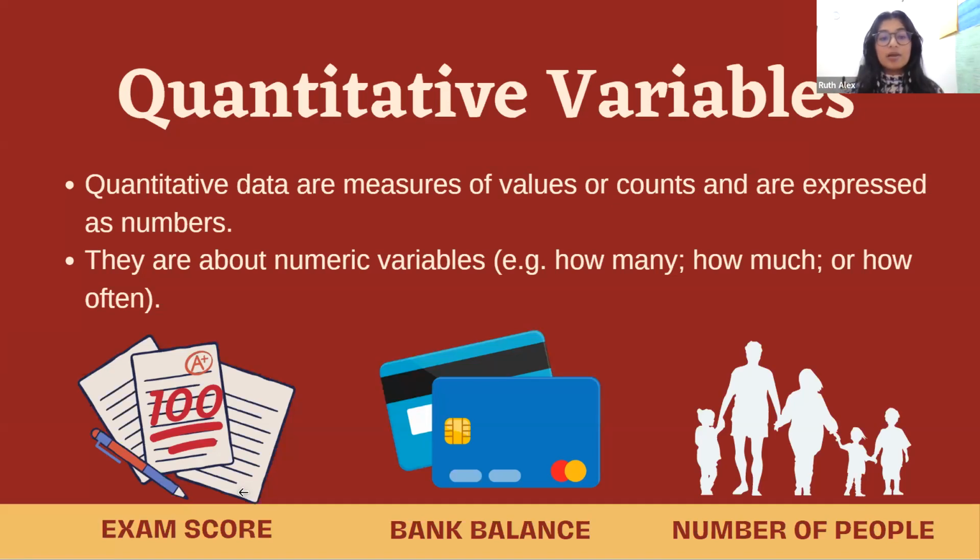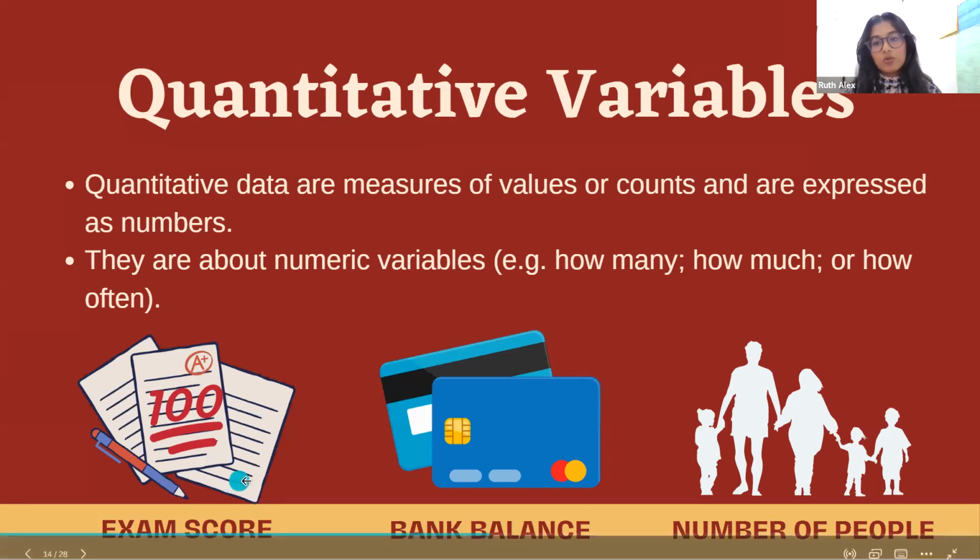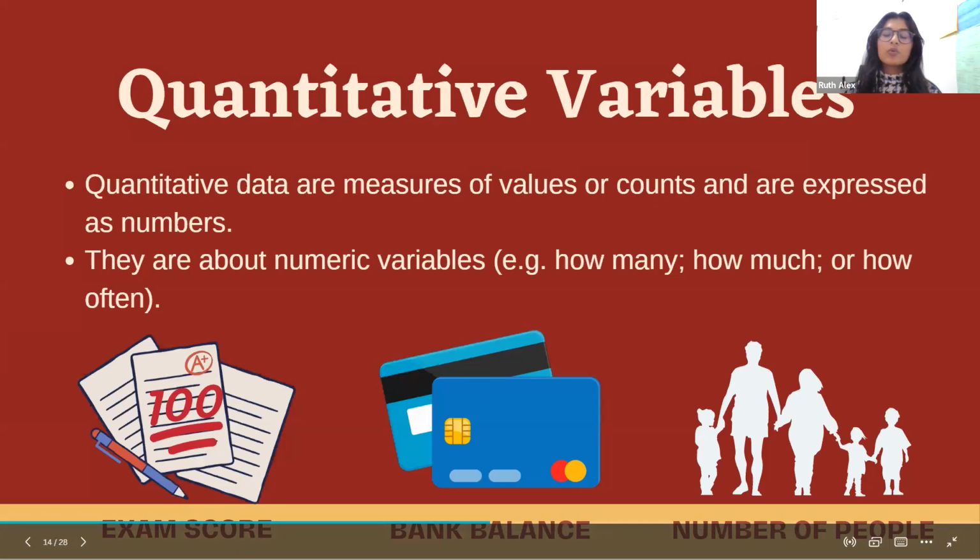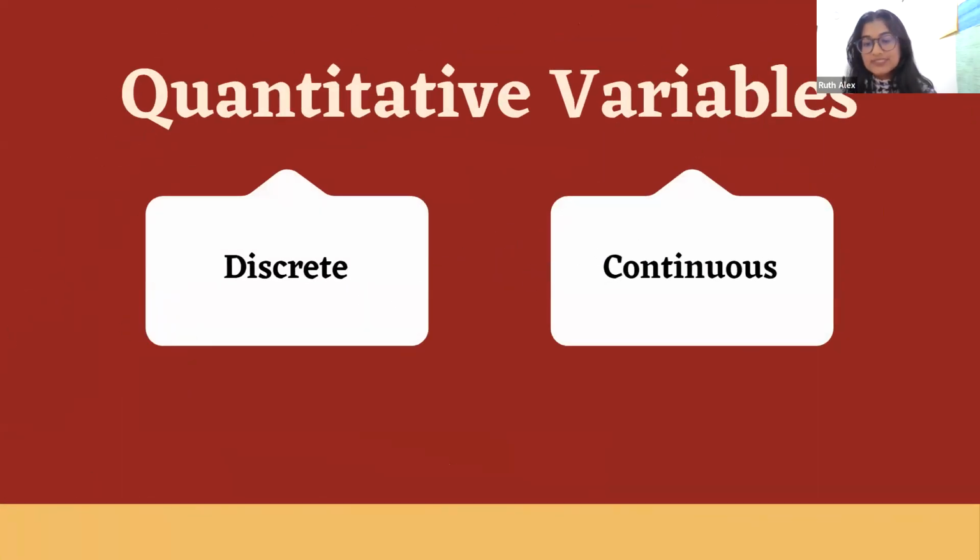So it's all numbers. For example, you have an exam score here, and you can see this person got 100%. So 100% is a number, so it's a quantitative variable. I would like to note that if it's in grades like A+, B, C, then it would actually be ordinal, which is qualitative. So that's something interesting. Your bank balance will be quantitative because it's in numbers, and number of people in your family, which is also a quantitative variable. So quantitative variables are of two types, discrete and continuous.